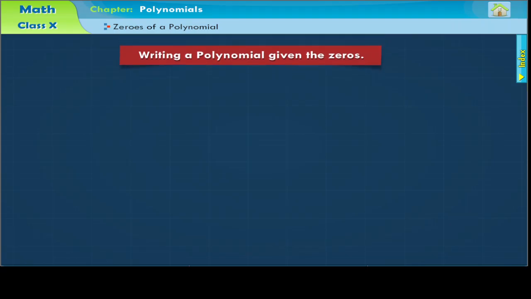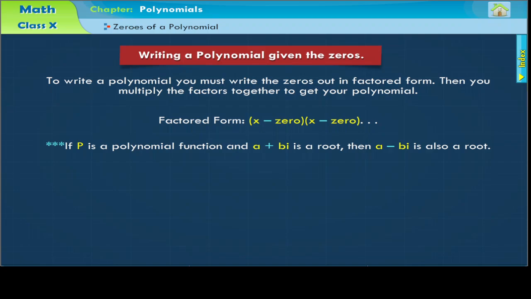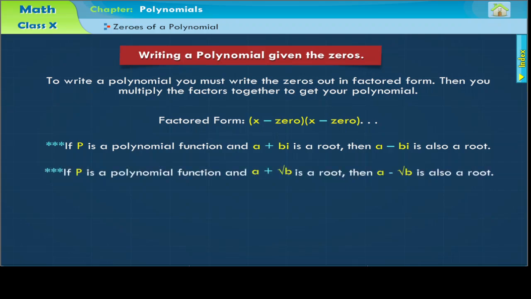Writing a polynomial given the zeros. To write a polynomial, you must write the zeros out in factored form. Then you multiply the factors together to get your polynomial. Factored form: x minus 0, x minus 0. If p is a polynomial function and a plus bi is a root, then a minus bi is also a root. If p is a polynomial function and a plus root under b is a root, then a minus root under b is also a root.